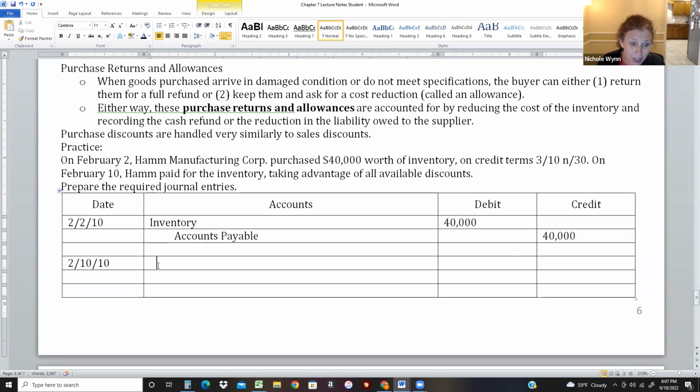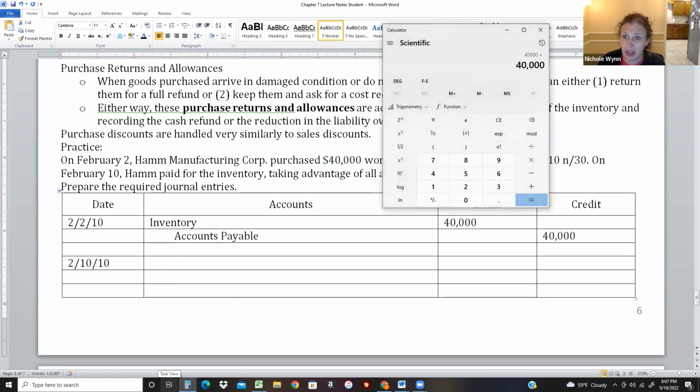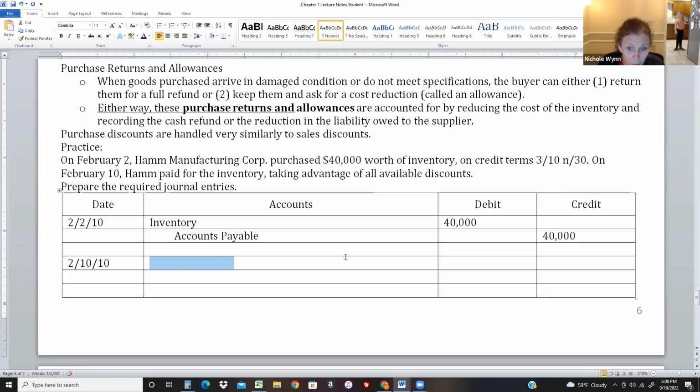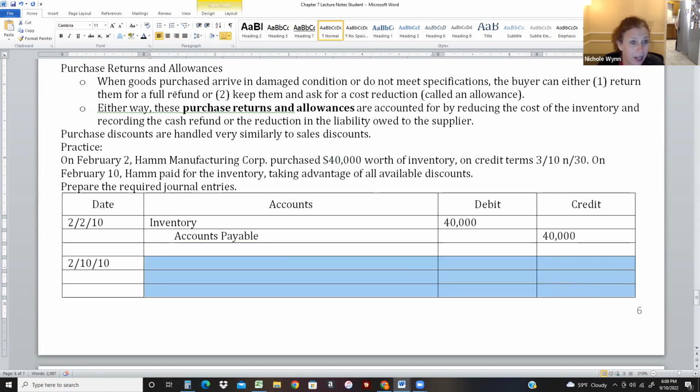Okay. So what we have to consider here is that if it's 40,000 and we take the discount, it would be 40,000 times 0.03. So we're going to get a $1,200 discount for paying early, which is beautiful. I love that. So when we go to pay for the inventory, we are not going to pay 40,000. We are only going to pay 38,800. So that's how much cash. So we need a credit to cash for 38,800. But we need to pay off the entire accounts payable. So here's what the journal entry will look like.